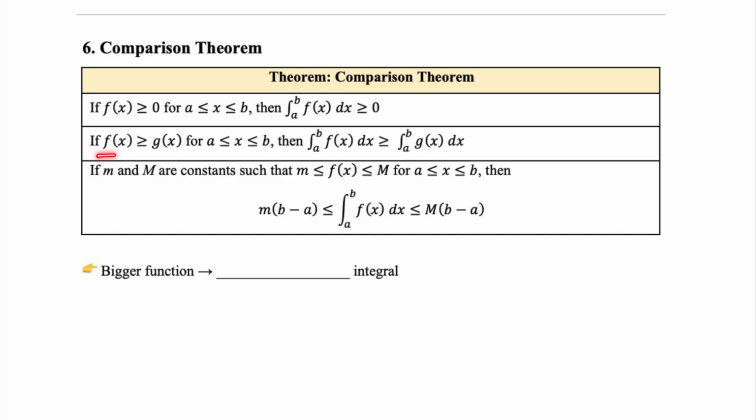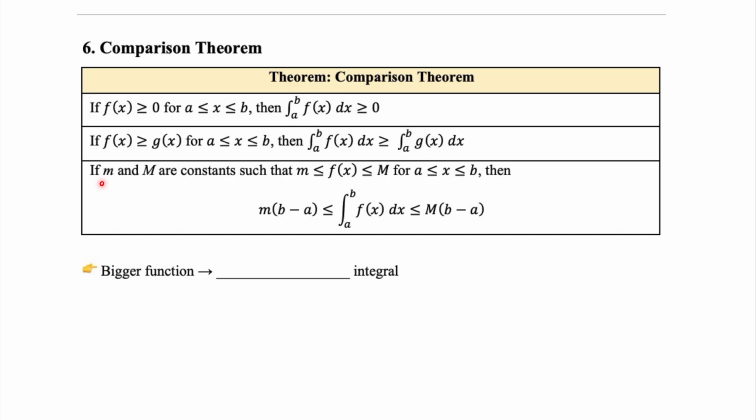If f of x is greater than or equal to g of x on a closed interval from a to b, then the definite integral from a to b of f of x is greater than or equal to the definite integral from a to b of g of x. A bigger function gives a bigger integral.